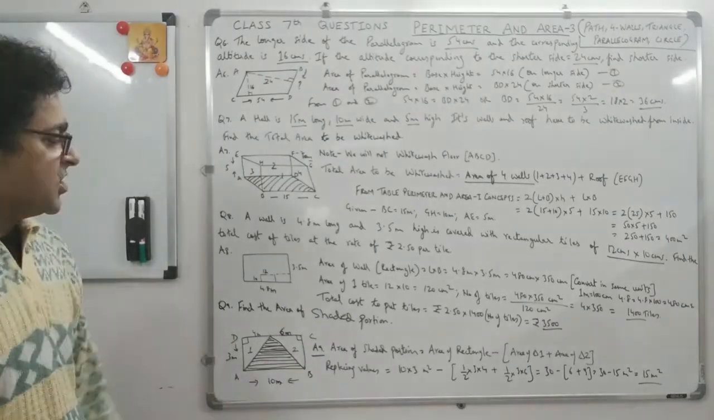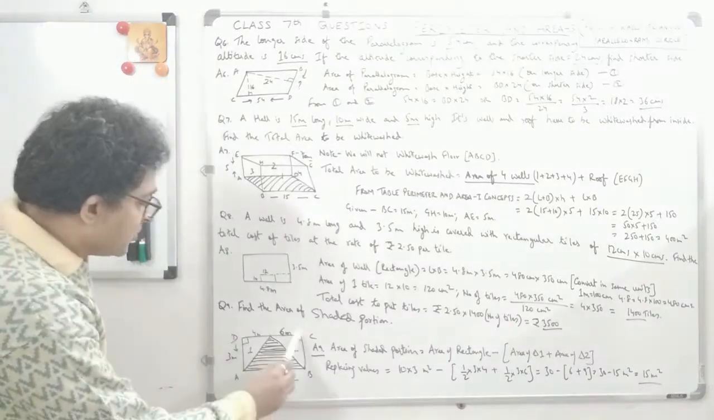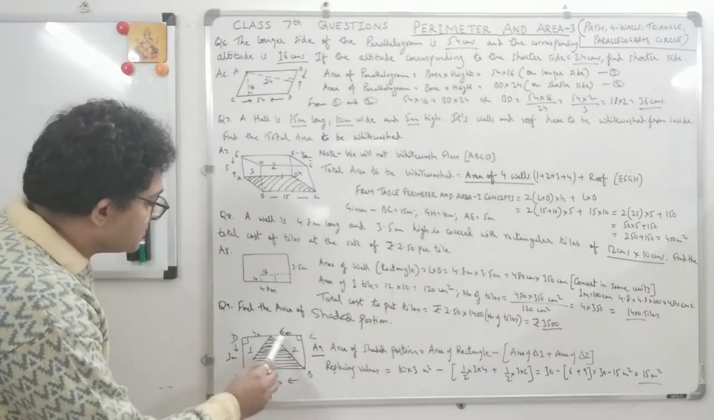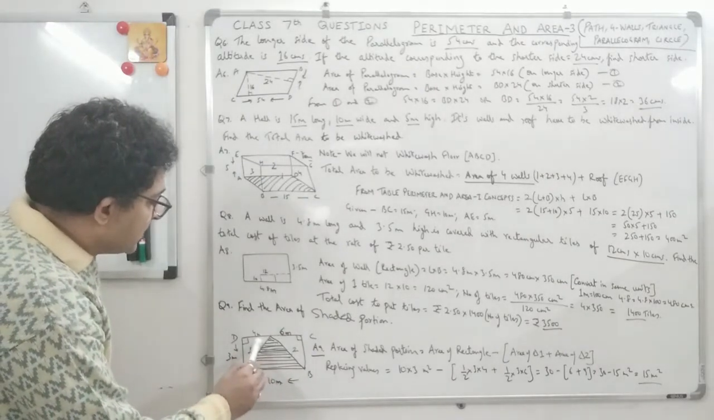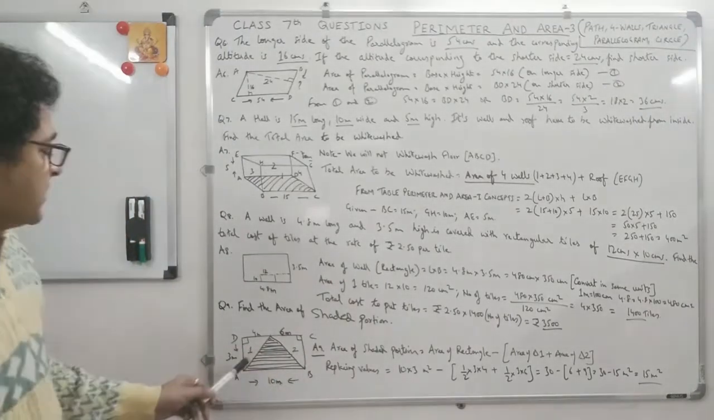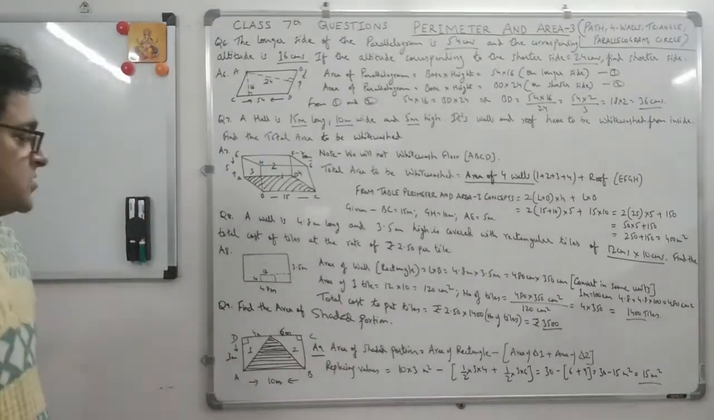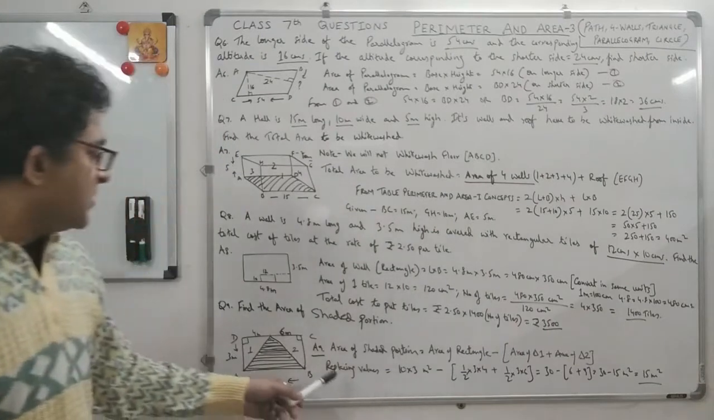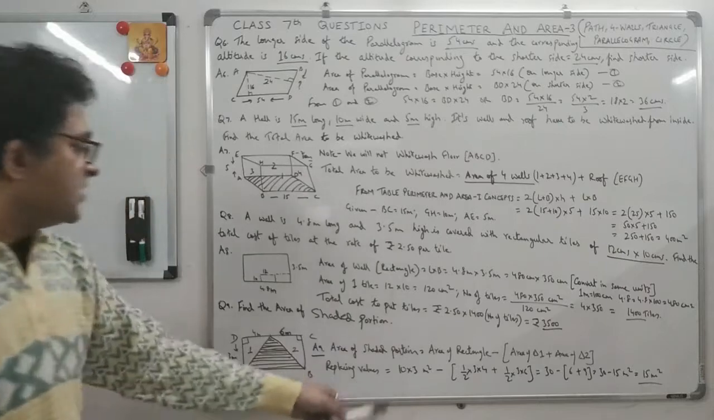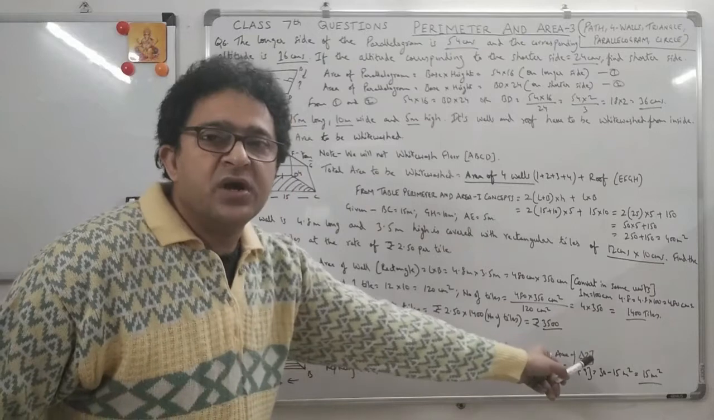Area of the shaded portion is area of rectangle minus area of triangle 1 plus area of triangle 2. When you add the areas of these two triangles and subtract this from the area of the rectangle, you will get this particular shaded portion, right? So replacing the values, 10 into 3 meter square is the area of the rectangle, which is 30 meter square, minus the area of the two triangles.